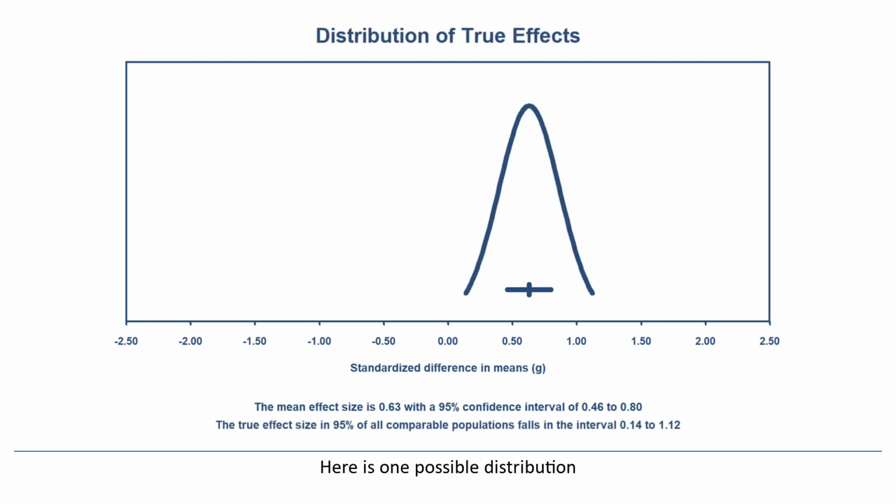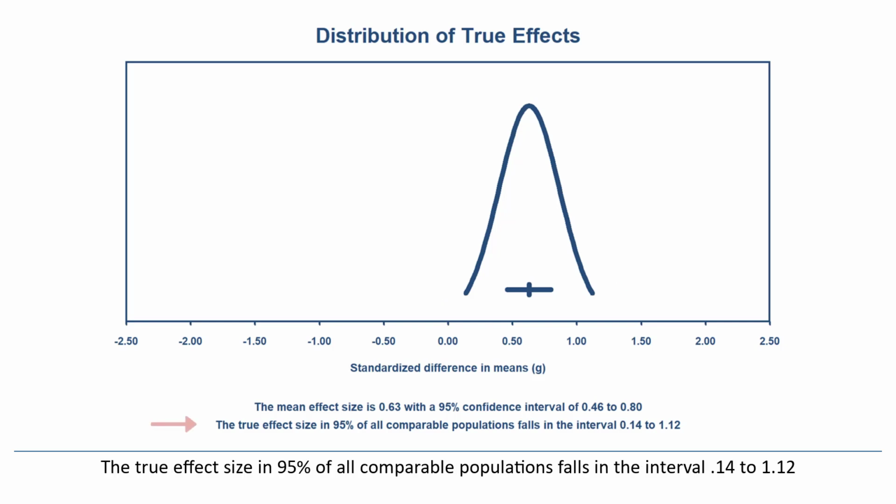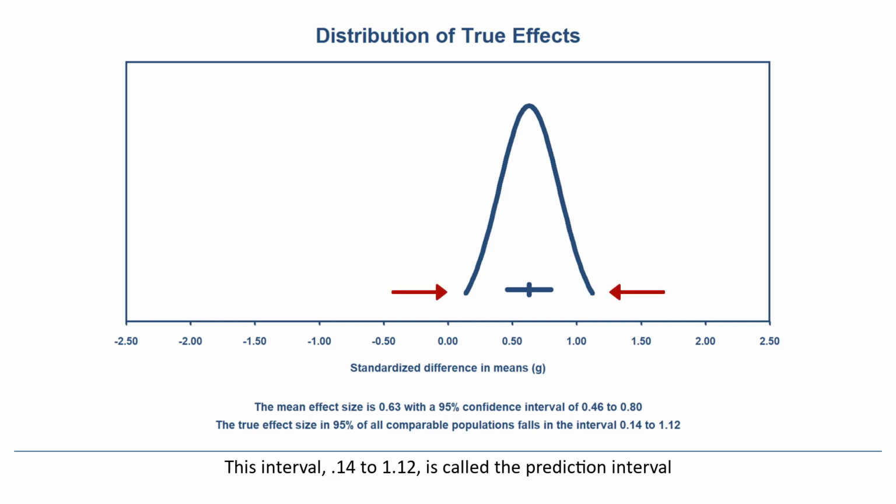Here is one possible distribution. This line shows the distribution of effects. At one extreme, there are some populations where the effect size is 0.14, and at the other extreme, there are some populations where the effect size is 1.12. The actual numbers are presented in this caption, which reads, "The true effect size in 95% of all comparable populations falls in the interval 0.14 to 1.12." This interval, 0.14 to 1.12, is called the prediction interval.